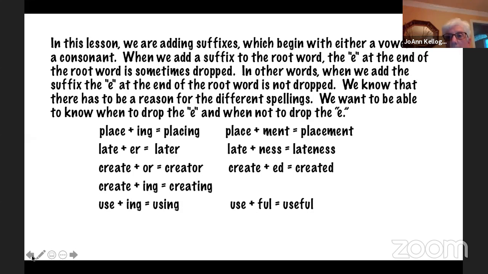The vowel in front of it. Do that, okay? Anybody got anything else here? What I'm going to tell you is that's the rule.